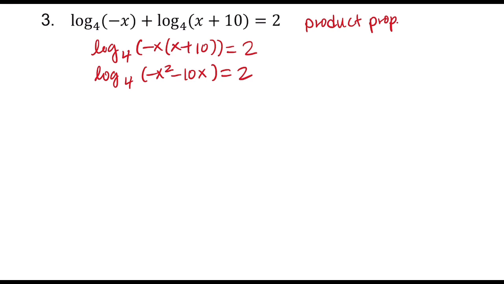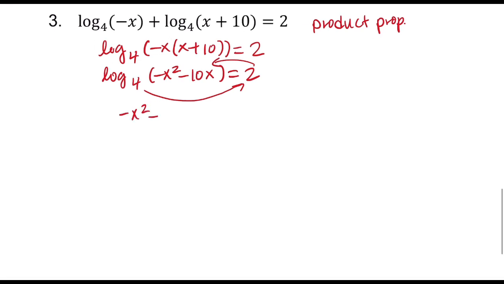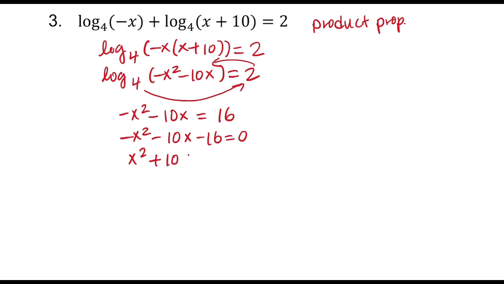In the next step, I'm going to isolate for the argument. So I'm going to have to apply the definition of a log. So that's going to give me negative x squared minus 10x equals 16. And I'm going to subtract 16 on both sides to set this equation equal to 0. And I'm also going to make all signs positive in order to make my next step much easier. So now I have x squared plus 10x plus 16 equals 0.